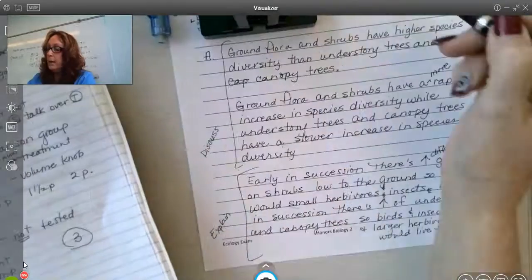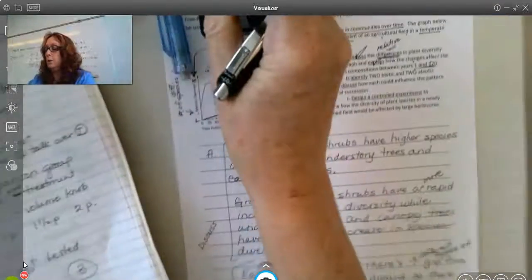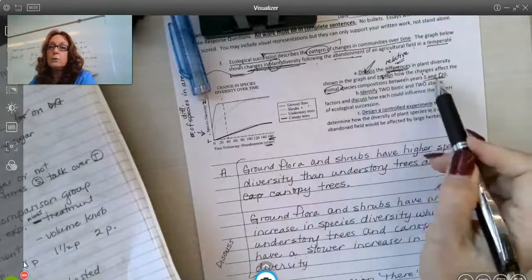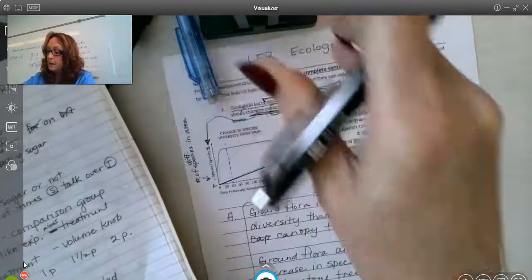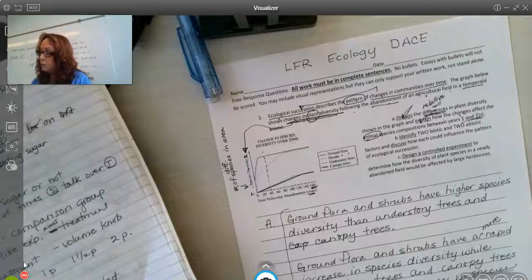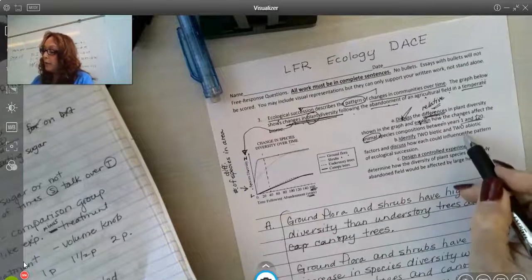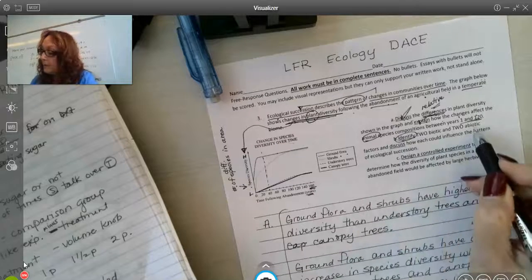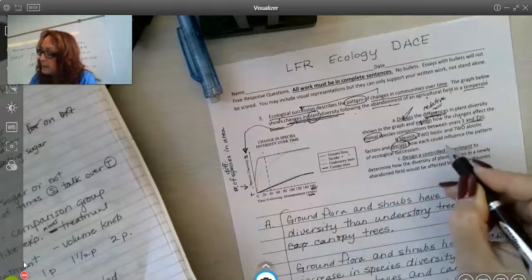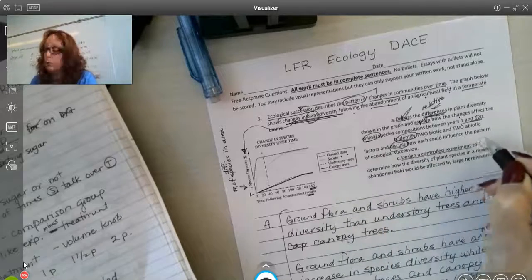This was easy. So I had two up here. I checked them off. I wrote here on the side where they are. So identify two biotic, two abiotic. Identify just means name. Name these two, and then discuss how they would influence the pattern.